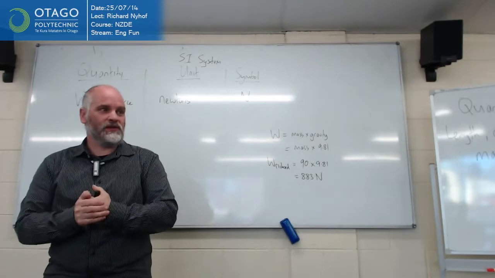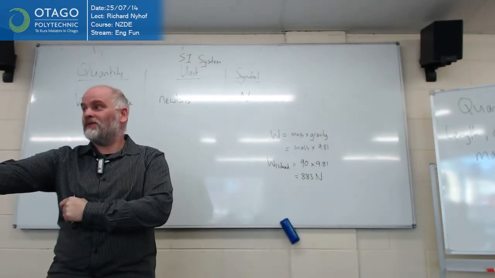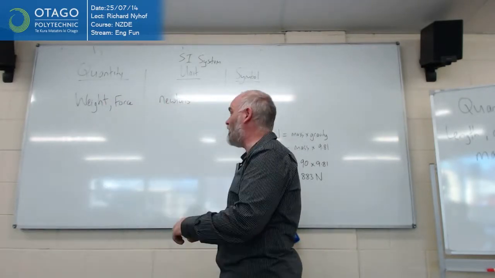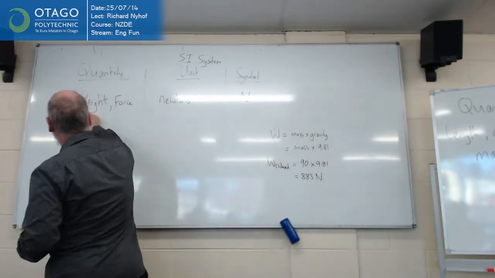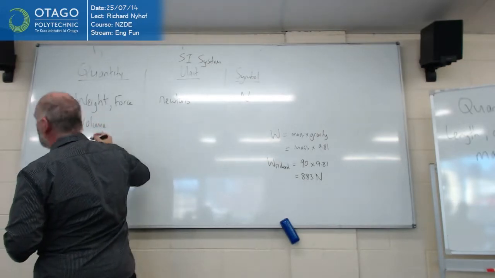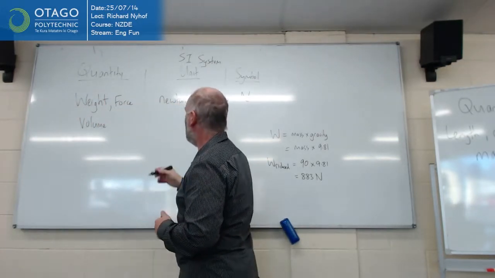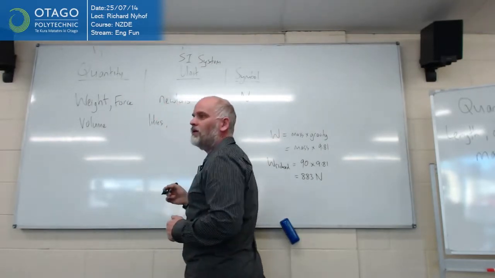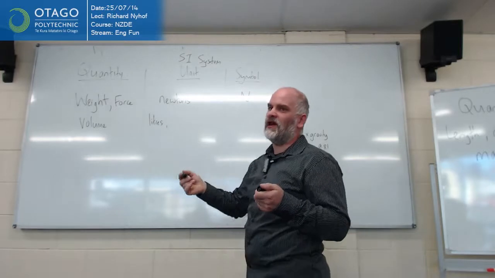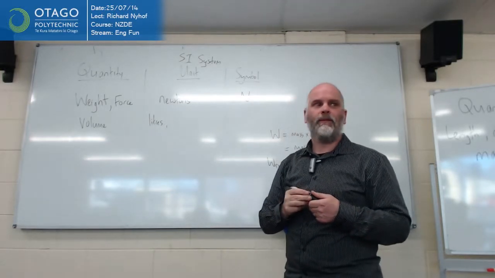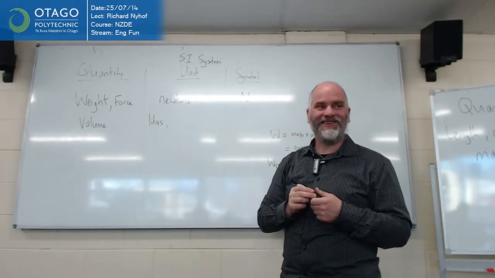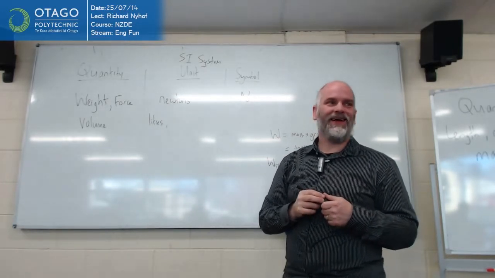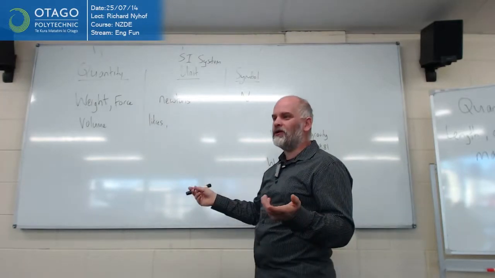What else do we want to measure? Volume. She said volume before, so we'll go back to volume. So what are we going to measure volume in? Litres. We have a couple of acceptable units here. Litres is definitely one. But litres are kind of small.